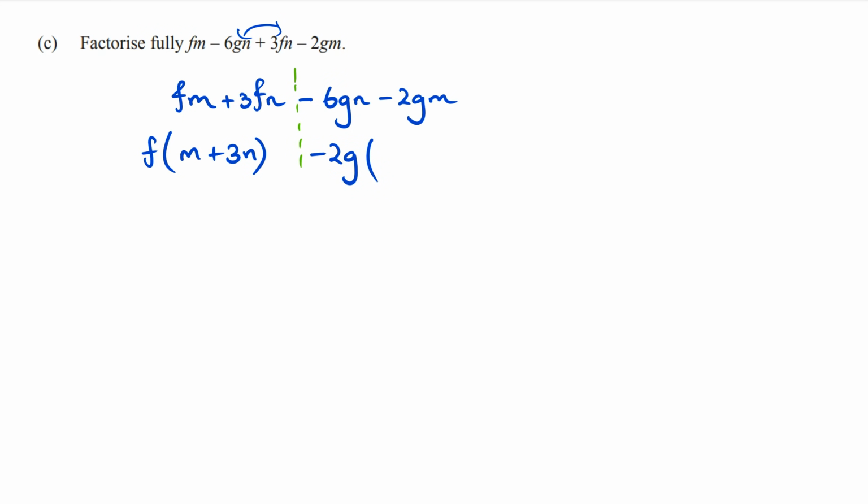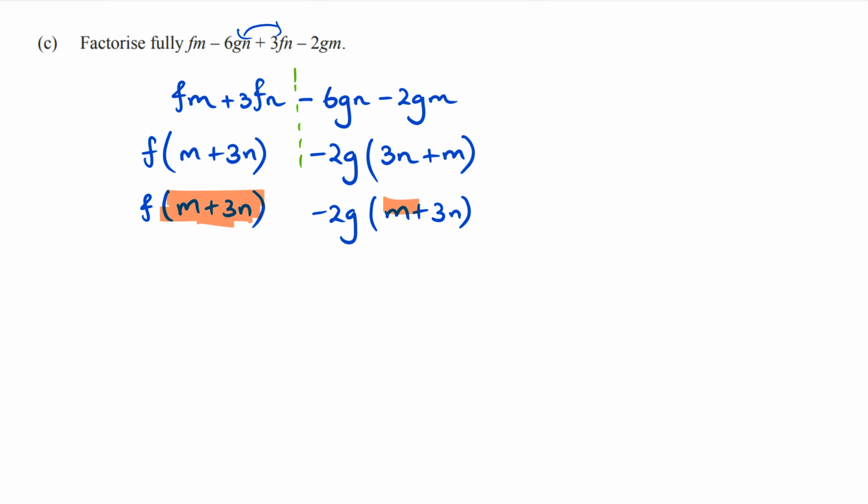Then I'm going to end up with 3n, and I'm going to get plus m. So as you guys can see, now that those brackets are exactly the same things, but they're just written in a different way, I'm just going to rewrite them as this, minus 2g and then m plus 3n. Now at this point, both of these two things are common factors, and because they're both common factors, I can rewrite this as f minus 2g multiplied by m plus 3n.